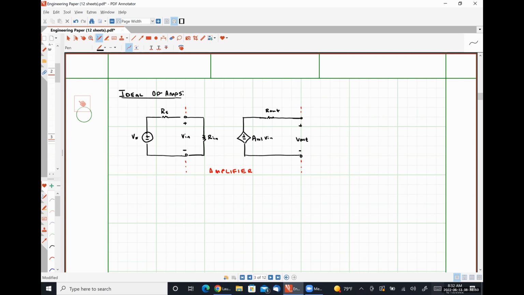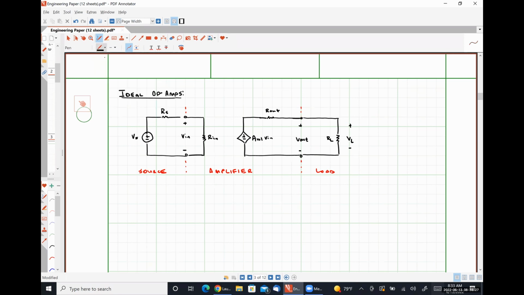And on the output or load side, I'm going to choose some resistive load, RL. I'm going to define my load voltage VL as follows. So on the left, we have our source. In the middle, the amplifier. On the right, the load that the amplifier network is driving.